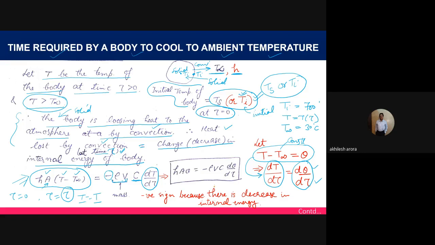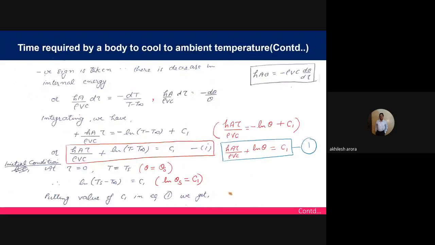So you can see it here. Here we are having dT by d tau, and here we are having T minus T infinity. So T minus T infinity is theta, and dT by d tau is equal to d theta by d tau. So this is the equation that we get. h A theta is equal to minus rho V c d theta by d tau. Okay. So once again, I have written it here: h A theta is equal to minus rho V c d theta by d tau.